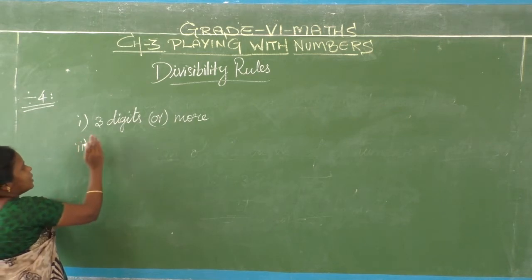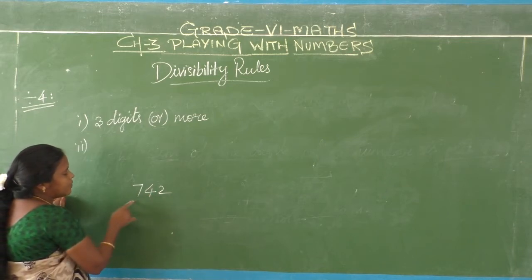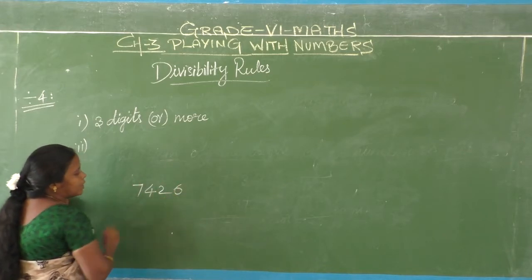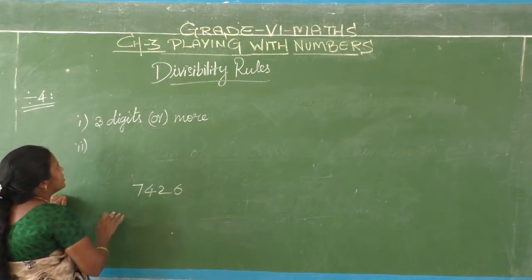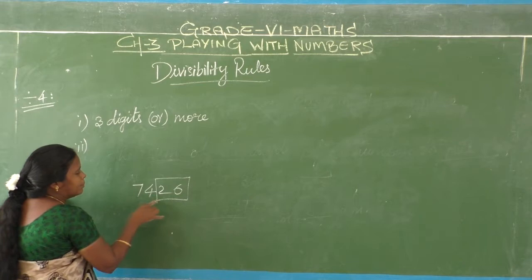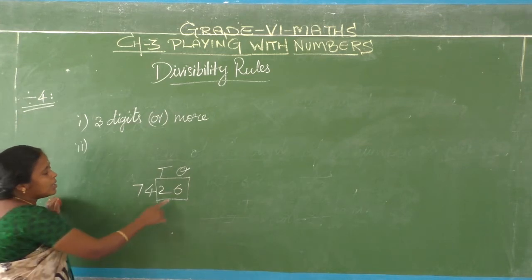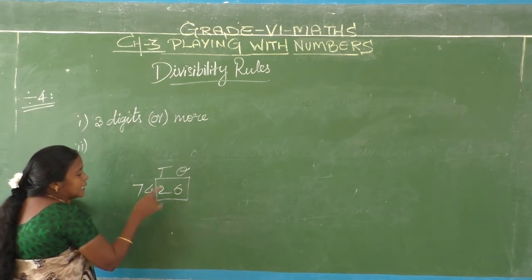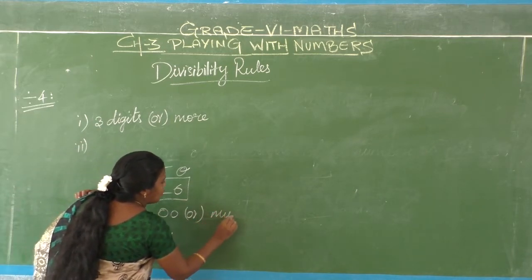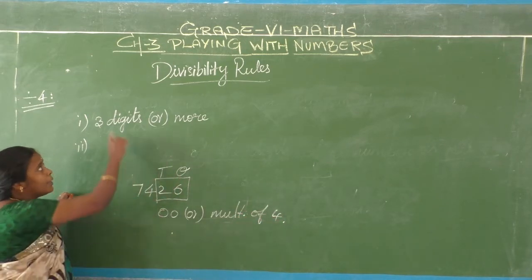Second, for this I am taking one example, 742. See here, 742 contains 3 digits, 1, 2, 3, or you can take more than that also. Clear? Second condition: the last 2 digits of the number, nothing but ones and tens, are either 0, 0 or multiples of 4. This is the condition of the divisibility by 4 rule.